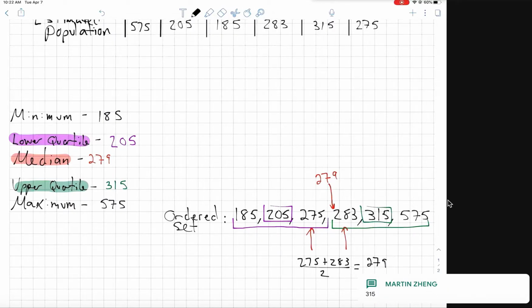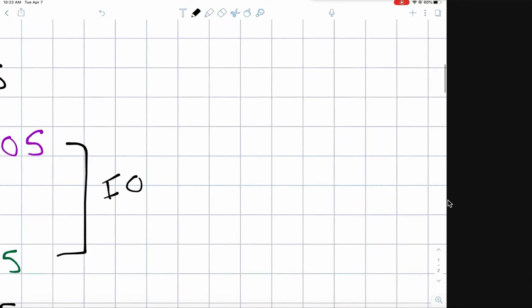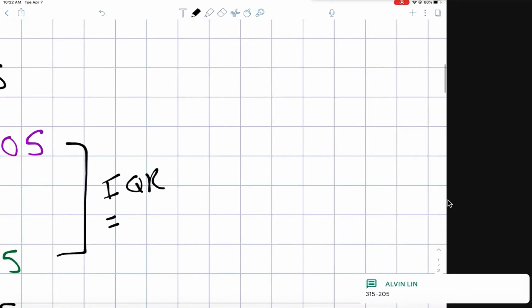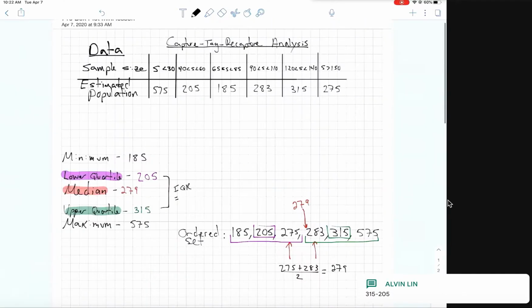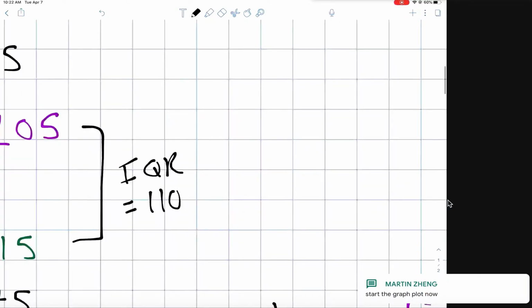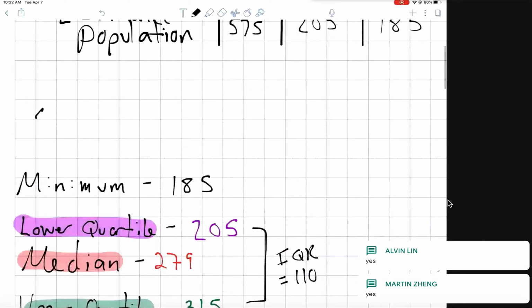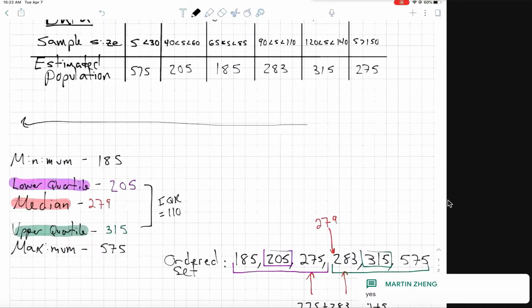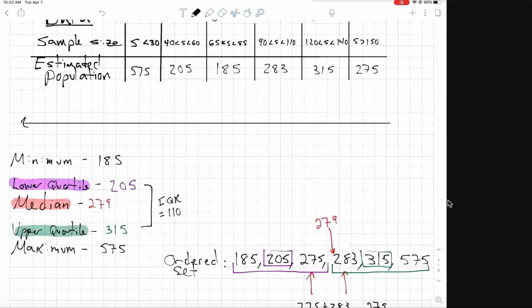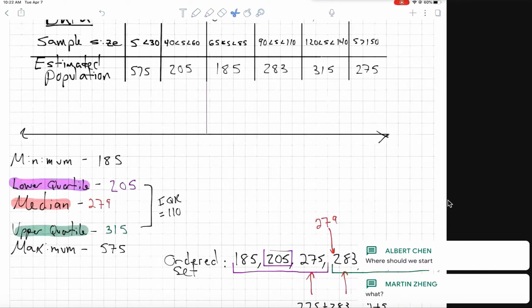Find the IQR. All right, we can find the IQR. The IQR is 110. Okay, great. Start to graph the plot. Okay, so let's make a number line. How should I construct this number line?